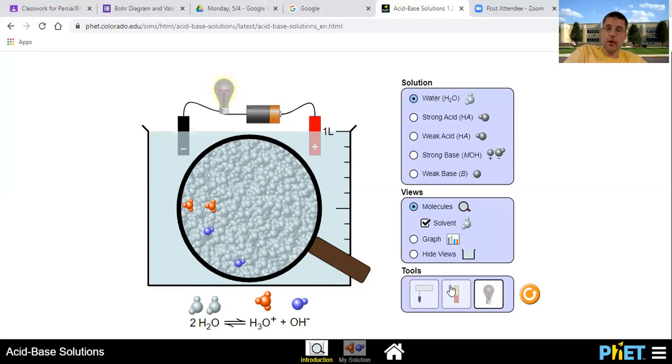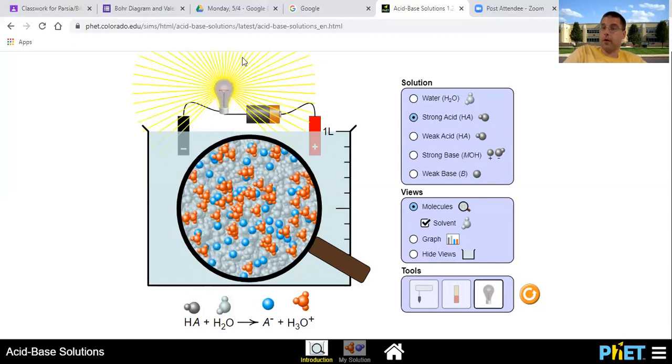I'll give you a second. If I put a strong acid in here, what will that light bulb look like? The answer is, given the fact that we have complete dissociation, very bright. Why? There's a lot of ions floating in solution, which is the flow of electricity. See how the light comes back?